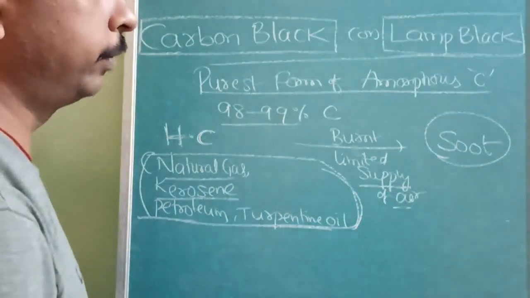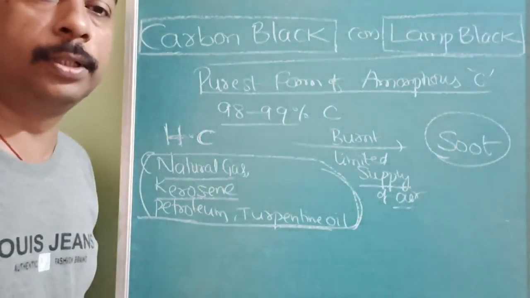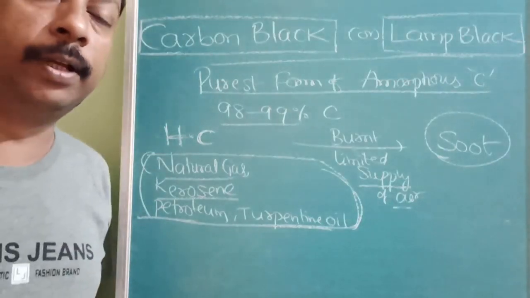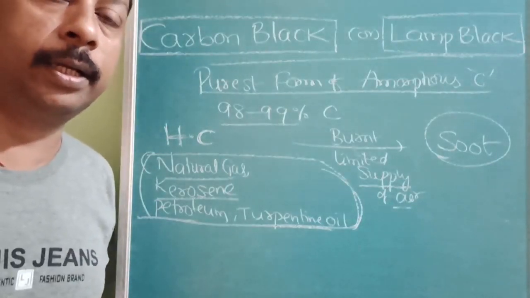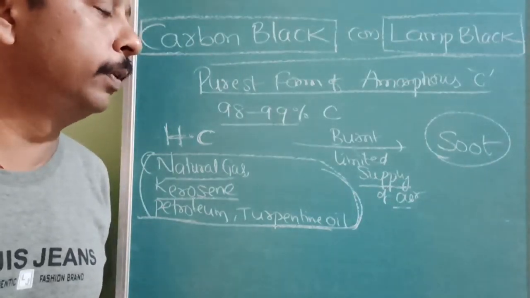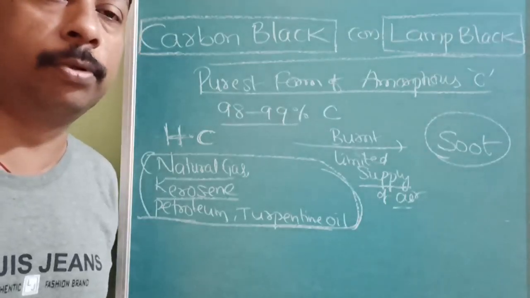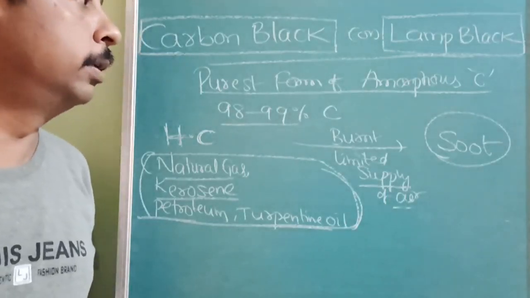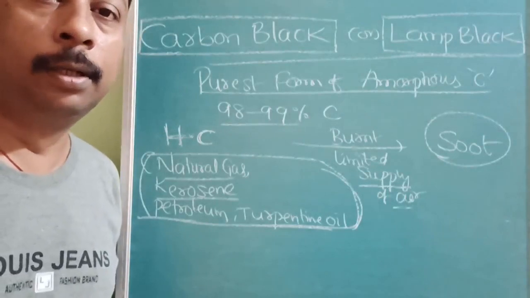This is the purest form and finds use in ink, when you want some colored ink, and in tires to improve their strength. So these are the amorphous forms of carbon.